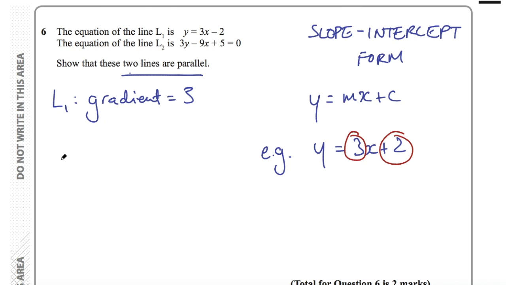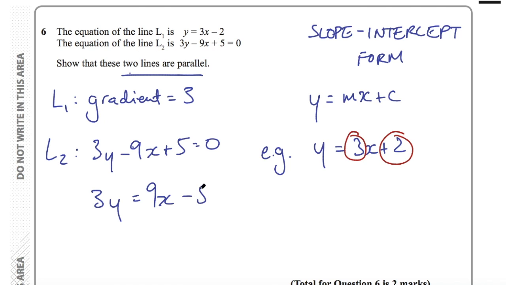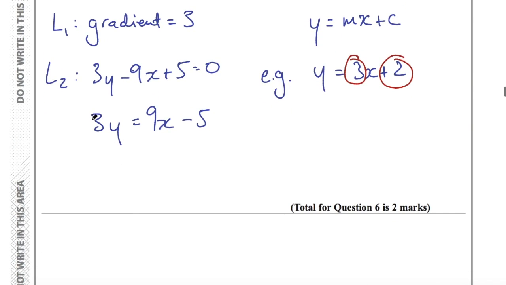So let's start off by writing this equation down. 3y minus 9x plus 5 equals 0. So then 3y must equal all of this subtracted from this side. So if we take all of that from that side, we get 9x minus 5 on the right hand side, and then divide all of that by 3, we get y equals 3x minus 5 on 3.